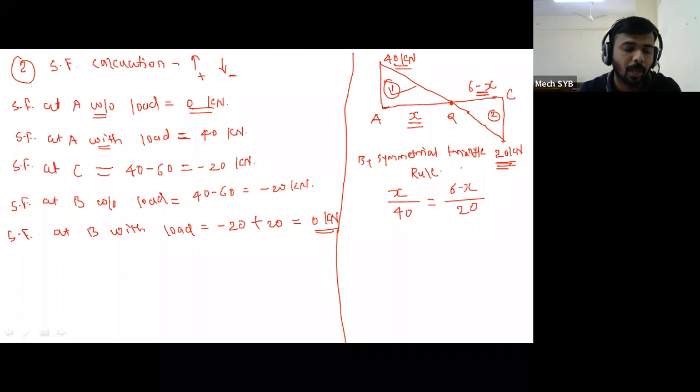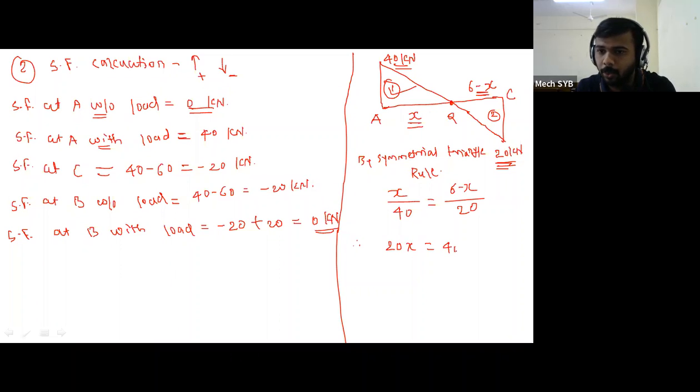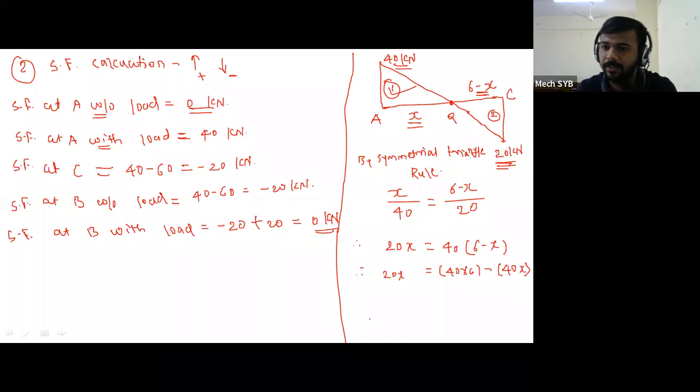The same rule we have to apply for all the remaining types of numericals. This is the symmetrical triangle rule. Now do the cross multiplication. 20x is equal to 40 into bracket 6 minus x. So this 20x is equal to 40 into 6 minus 40x. This minus 40x is present at the right side.